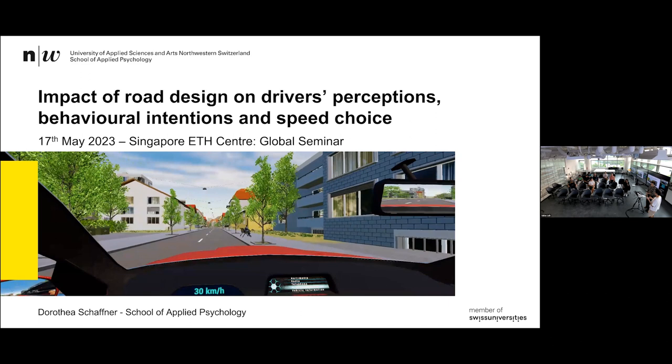So today's topic is the impact of road design on traffic safety. Don't be shocked. How will this impact road design and drivers' perception of speed? Potential speed choices will be covered in the speech later.